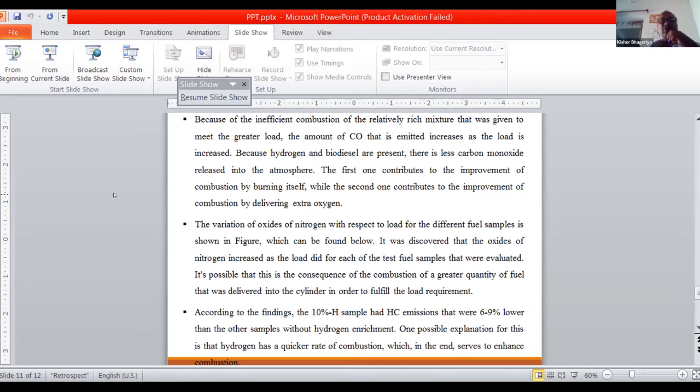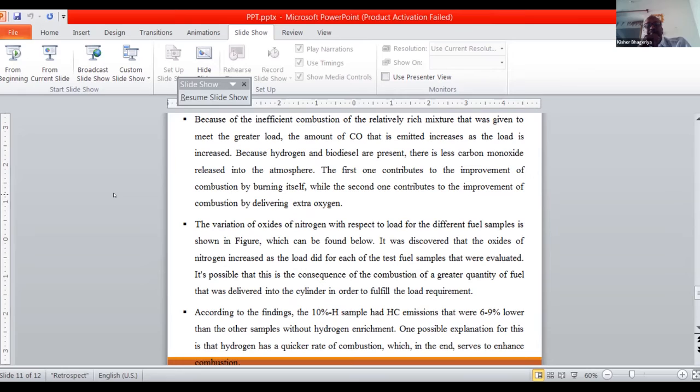The variation of the oxides of nitrogen with respect to the load for the different fuel samples is shown in the figure, which can be found below. It was discovered that the oxides of nitrogen increase as the load does for each of the fuel test samples evaluated. It is possible that this is the consequence of the combustion of a greater quantity of the fuel that was delivered into the cylinder in order to fulfill the load requirements.